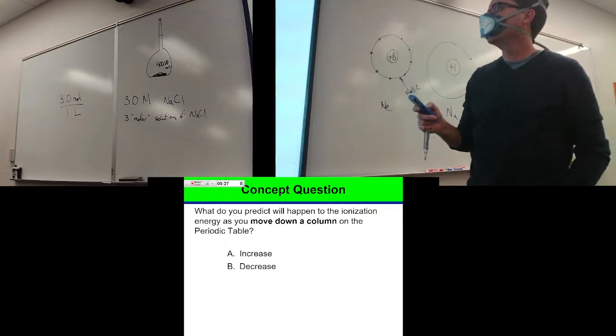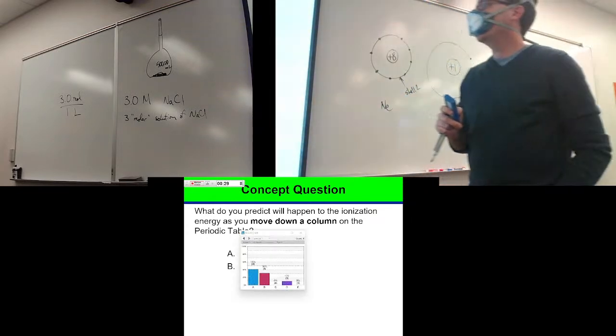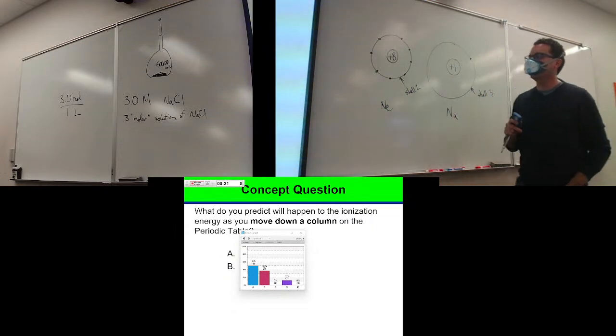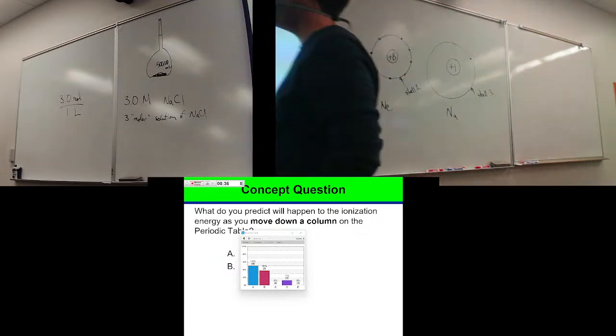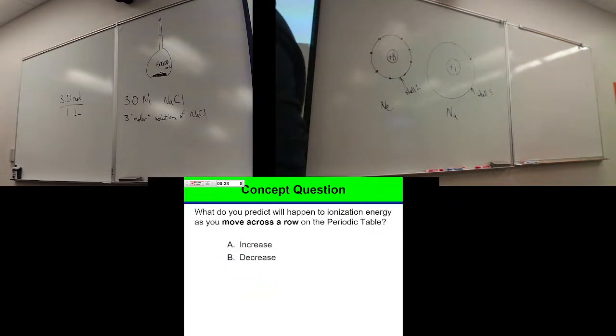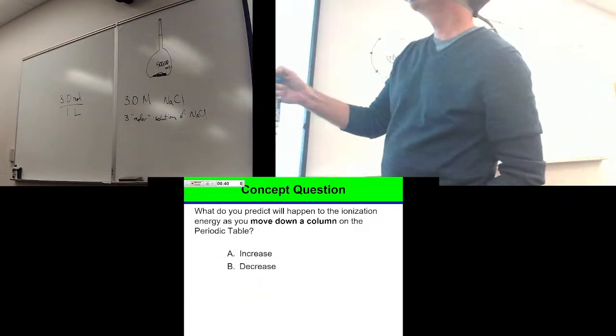All right, we got some guesses. Somebody guessed D, but probably unknown, unsure. But it's a little split between A and B. So the answer here, what's going on?